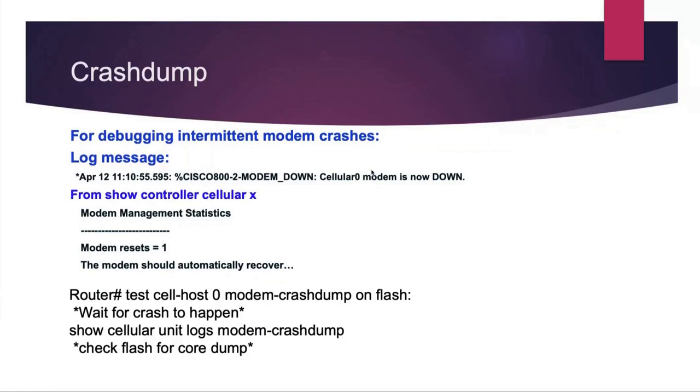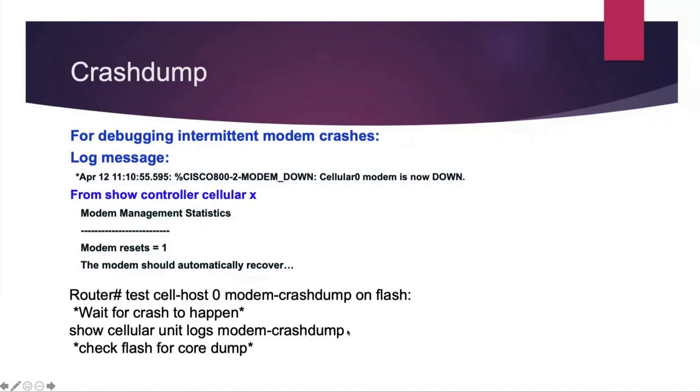And in those scenarios, what we do is we collect a crash dump. How do we collect crash info or crash files for the CPU and router? We will collect something called a crash dump for the modem itself. And the command is test cellular host 0, where 0 will be 0/1/0 or 0/0/0, depending on what interface you're using, modem crash dump. And then you write it onto the flash. You enable this, then you wait for the crash to happen. And once you see that the crash has happened, you can check that under this particular command.